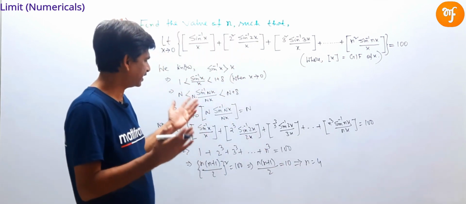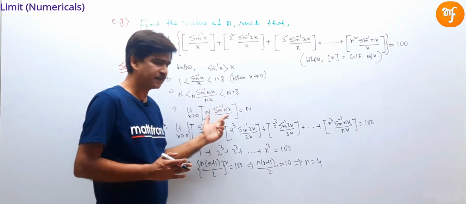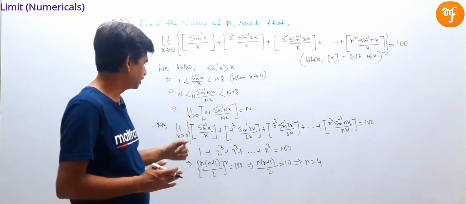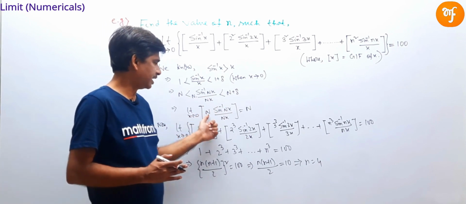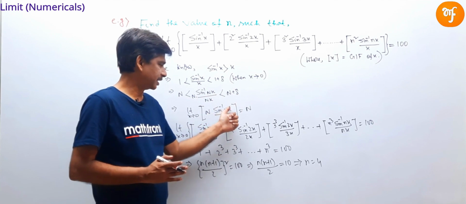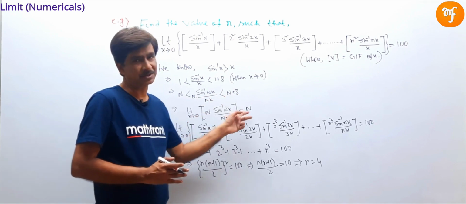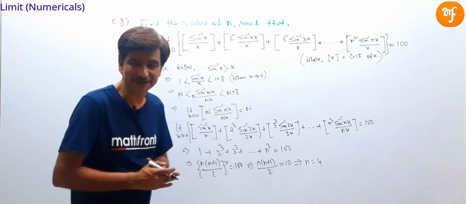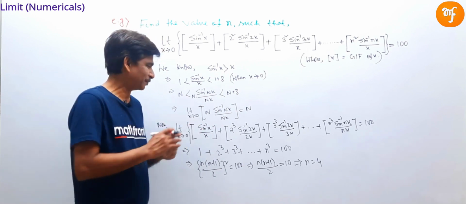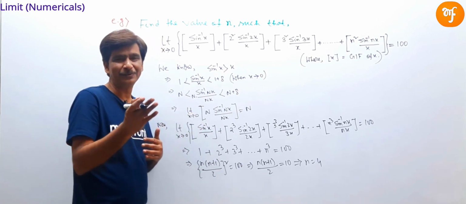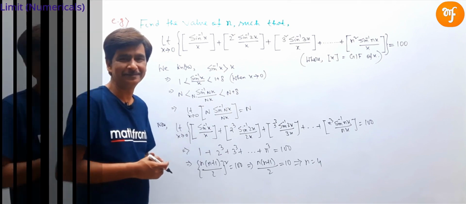I think the question is very easy. Only the main part of this solution is limit x tends to 0, box of n into sine inverse nx by nx is equal to n, where n is a natural number. Okay, understand? So please remember this trick. Now come to another question.